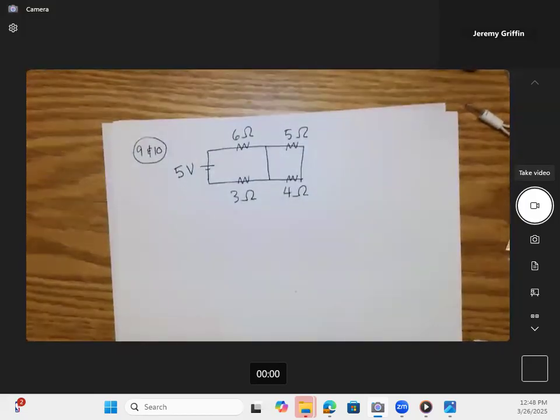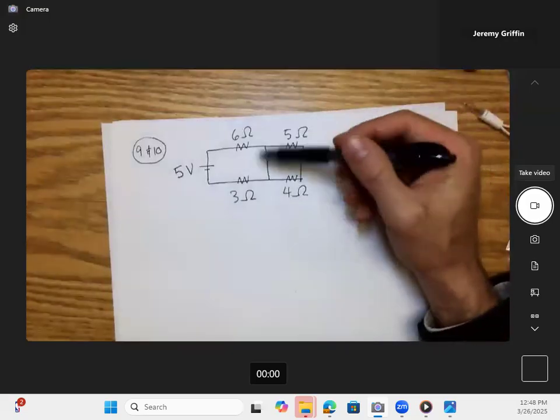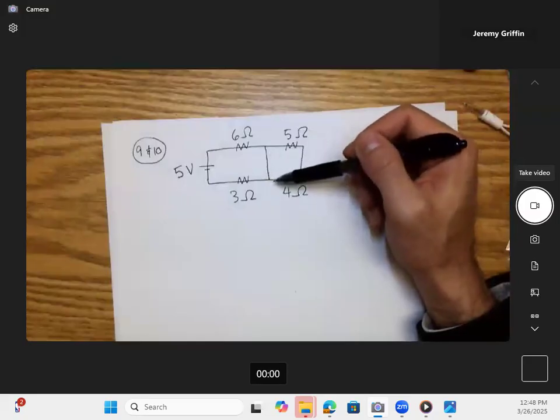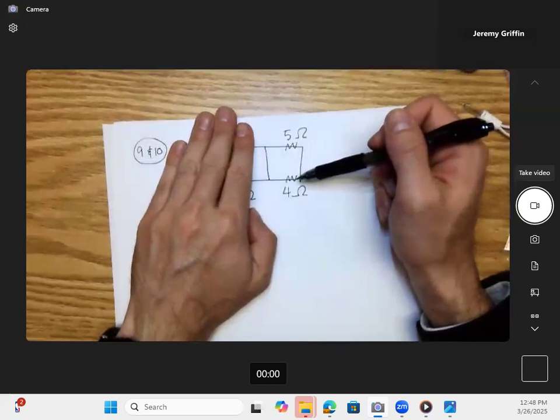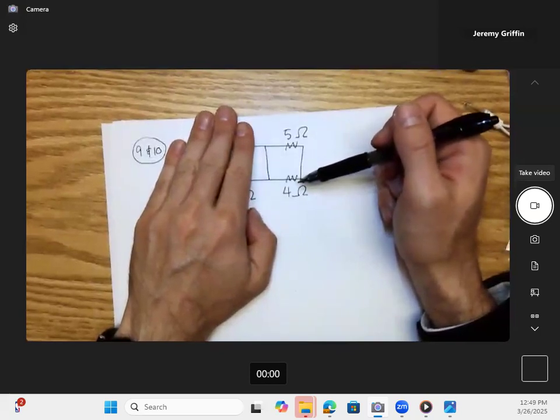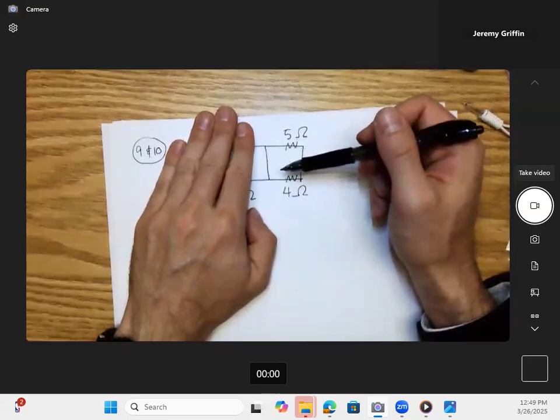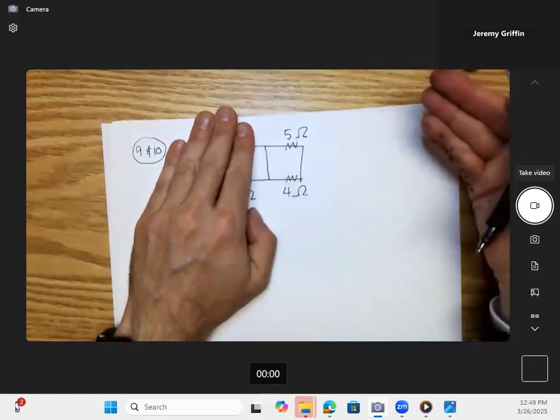Does anybody see what's weird about this one compared to all the other circuits? Yeah, it's this line right down the middle, right? So see, if I find these and I work my way back towards the source, I run into this wire, which is basically 0 ohms, isn't it?